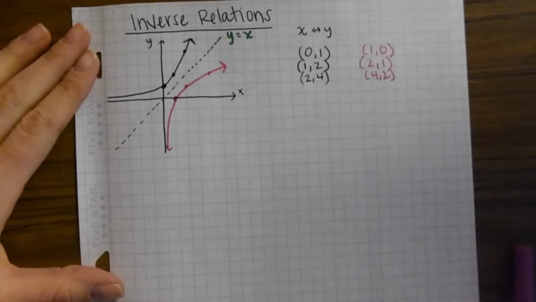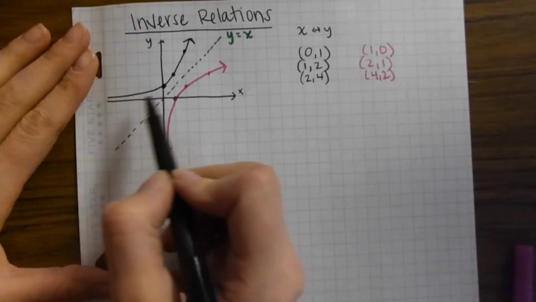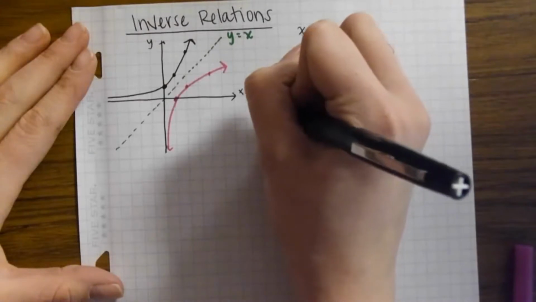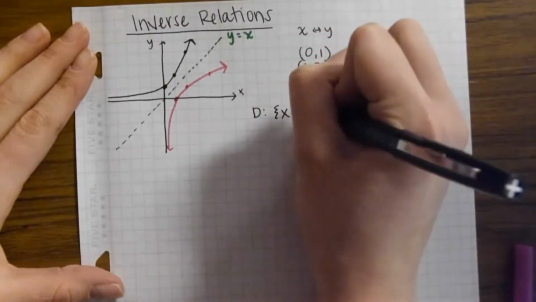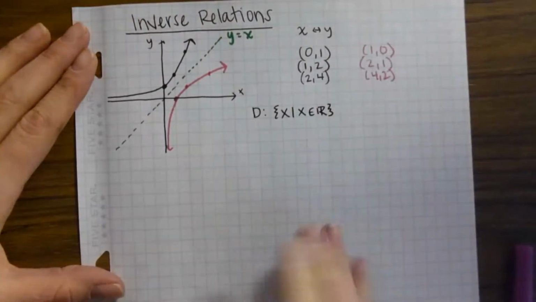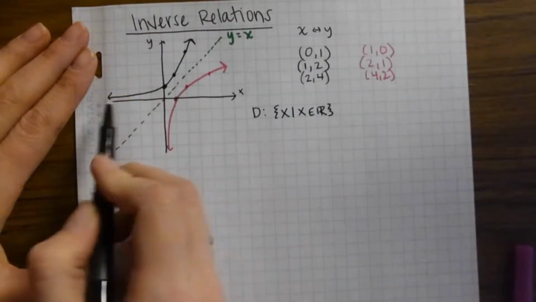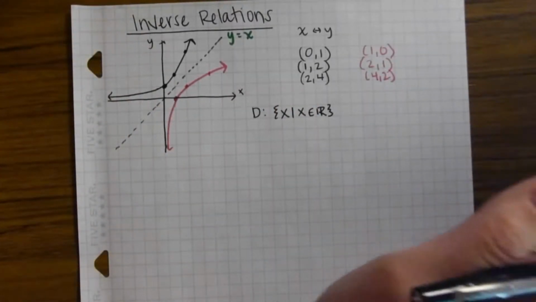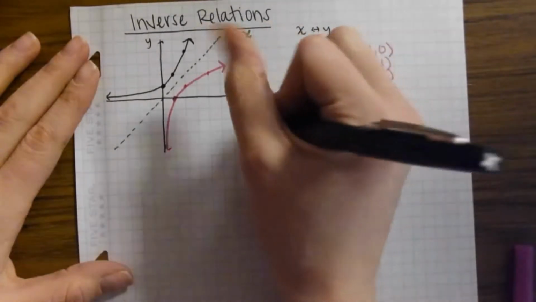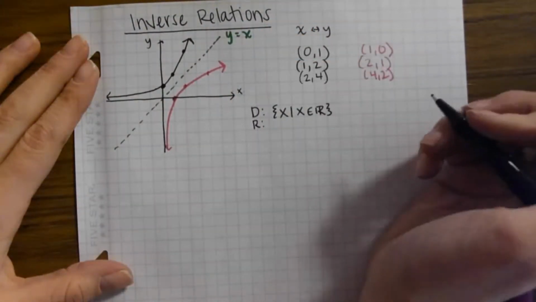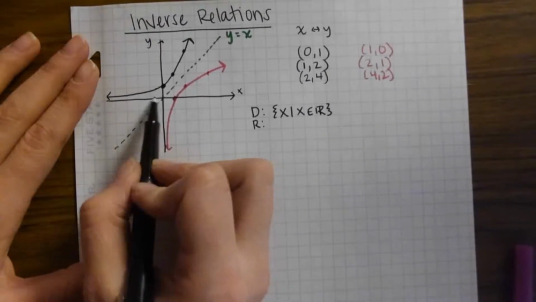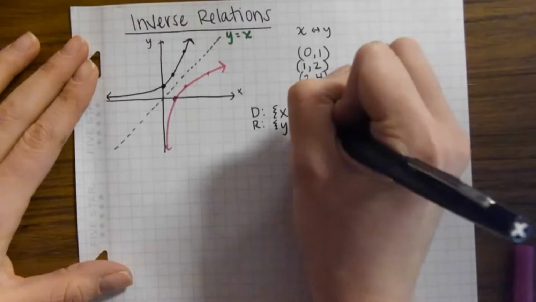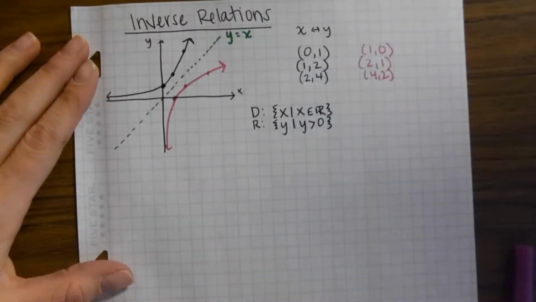Now there's a couple of really cool things here. If we talk about the domain and range of our original, our domain is going to be all real numbers, so x such that x is an element of real numbers, because there's not a single x value that we could not plug into this. The arrows indicate that it's going to go on forever. And so that's going to be our domain. Our range, well, it doesn't hit 0, but it is every number above that. So y such that y is greater than 0.